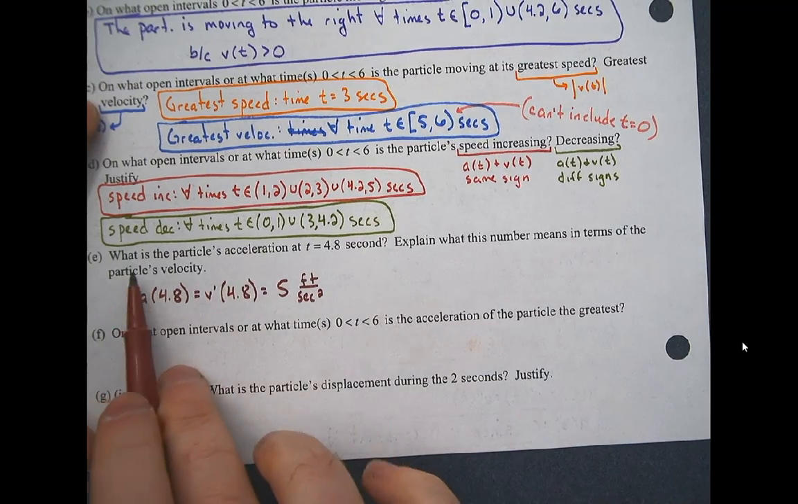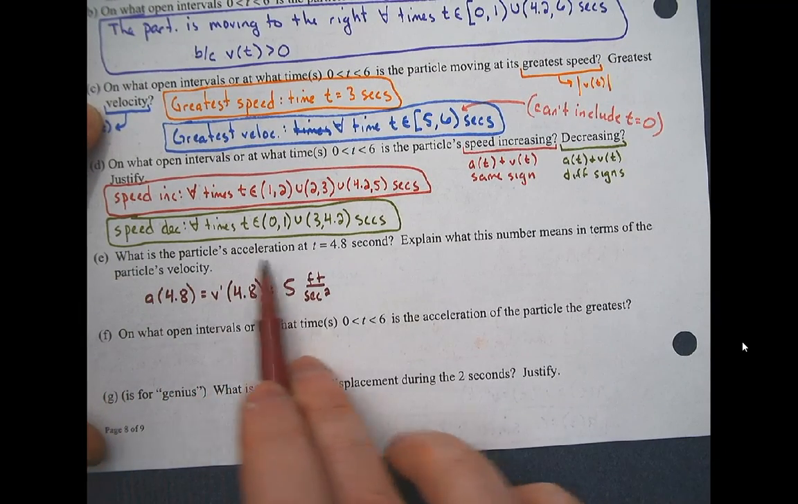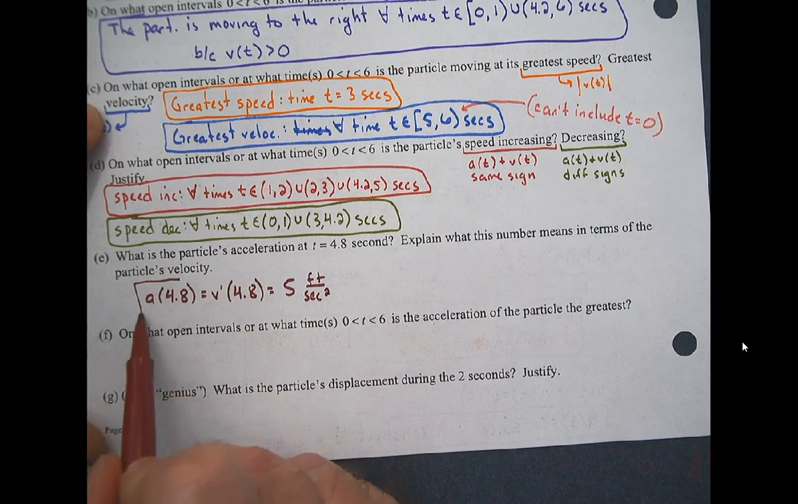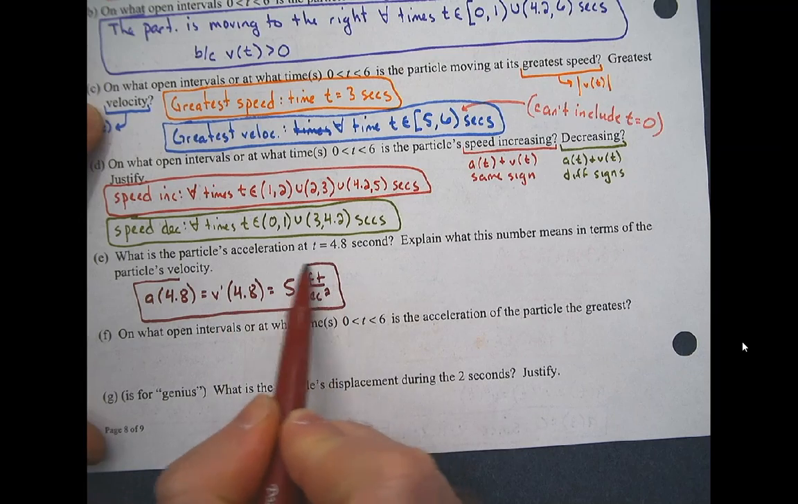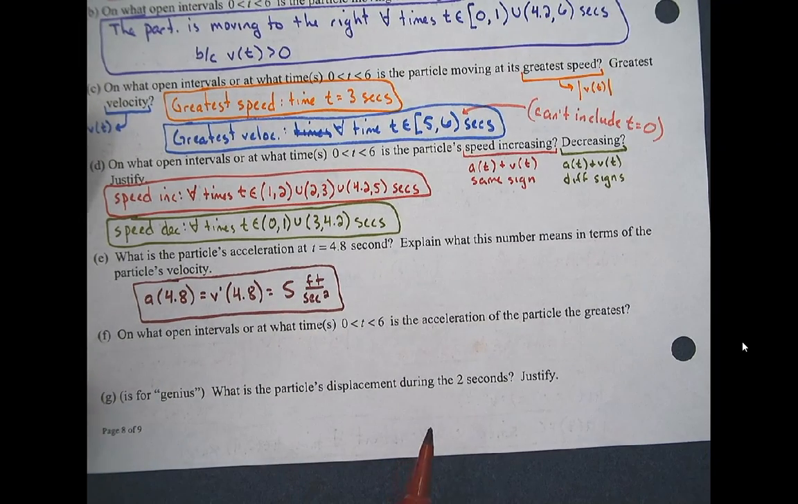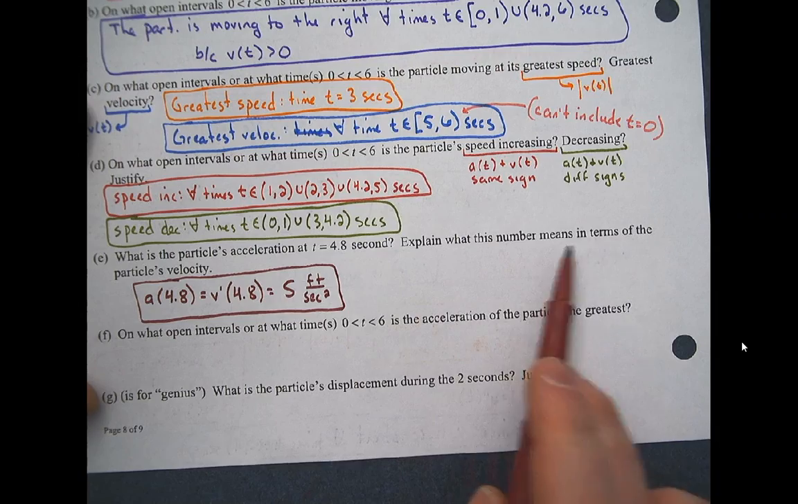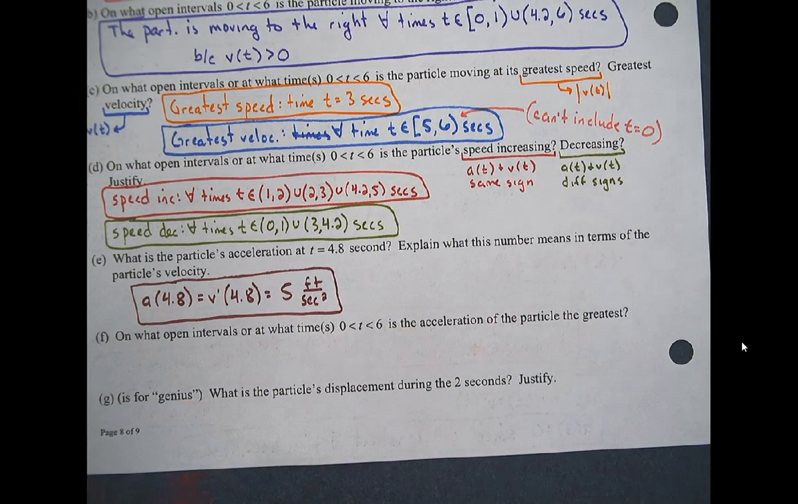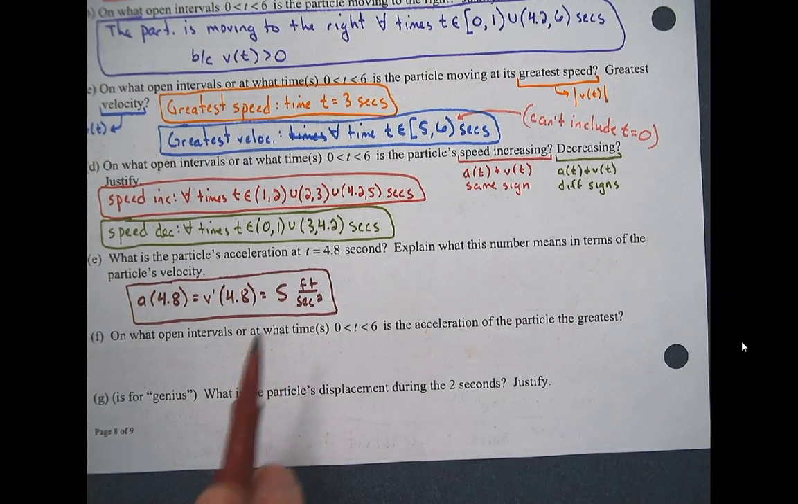So what was the question? What is the particle's acceleration? That's simple. It just wants the acceleration. It doesn't need to justify. But then it does say, explain what this number means in terms of the particle's velocity. So this is a change in velocity.